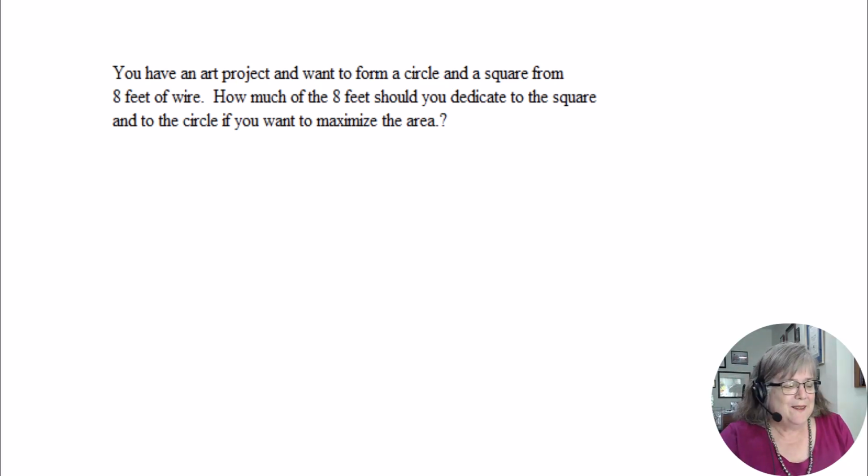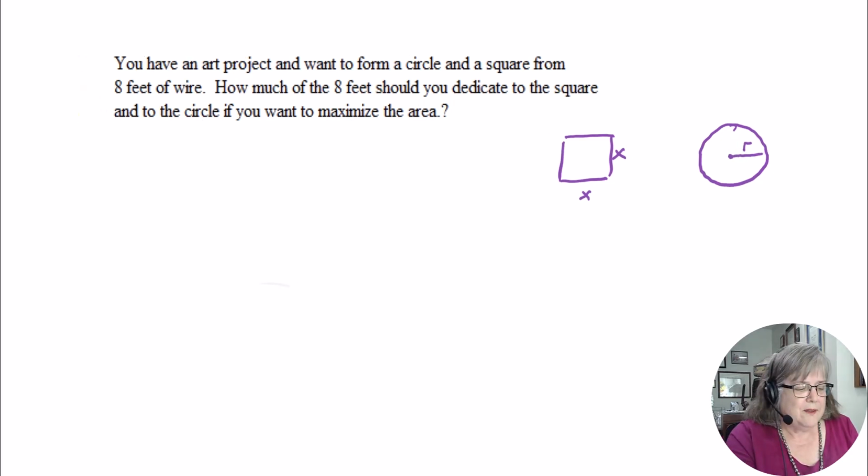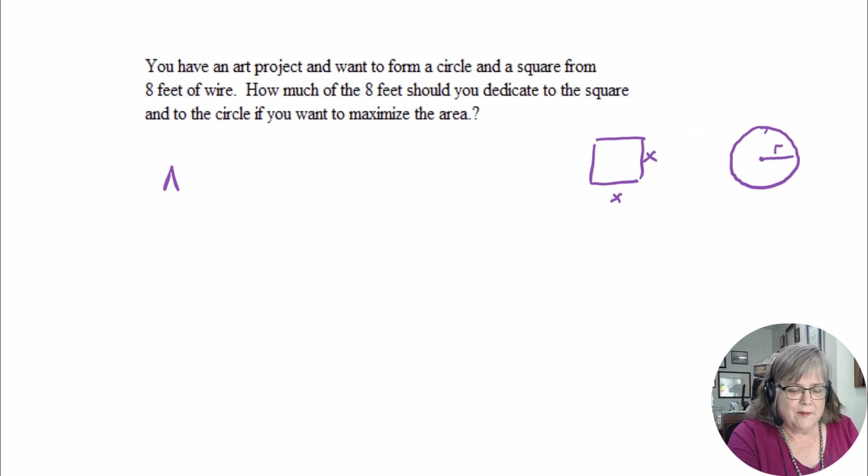Okay, so what you've got is you're making some sort of a square, which would be, let's say, x by x, because that's what squares do. And then you have some sort of a circle, and this would be based on r, right? So the total area would be the area of the square plus the area of the circle.